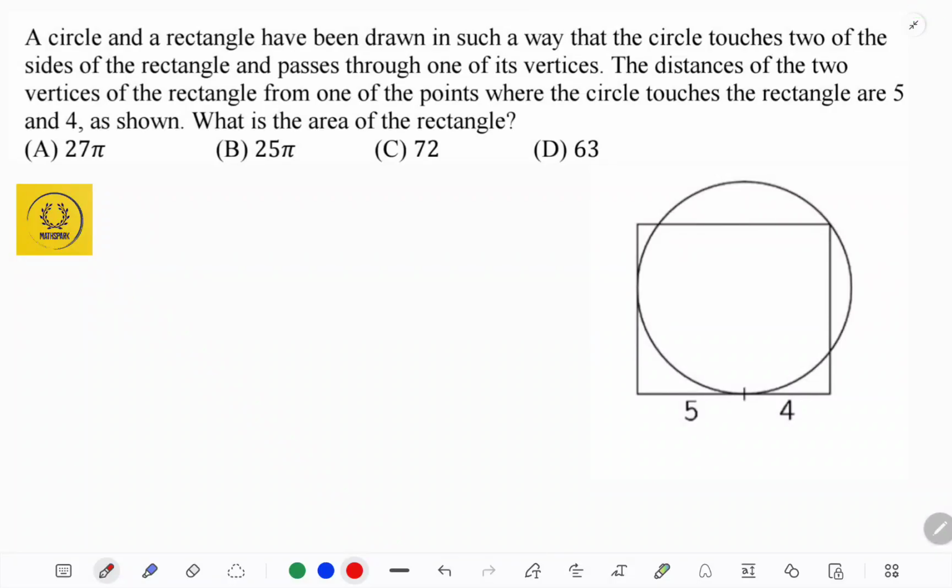Can you find the area of this rectangle? Join me to figure this out. Hi there, I'm Nilan. In today's video, I'm gonna cover another challenging geometry question.